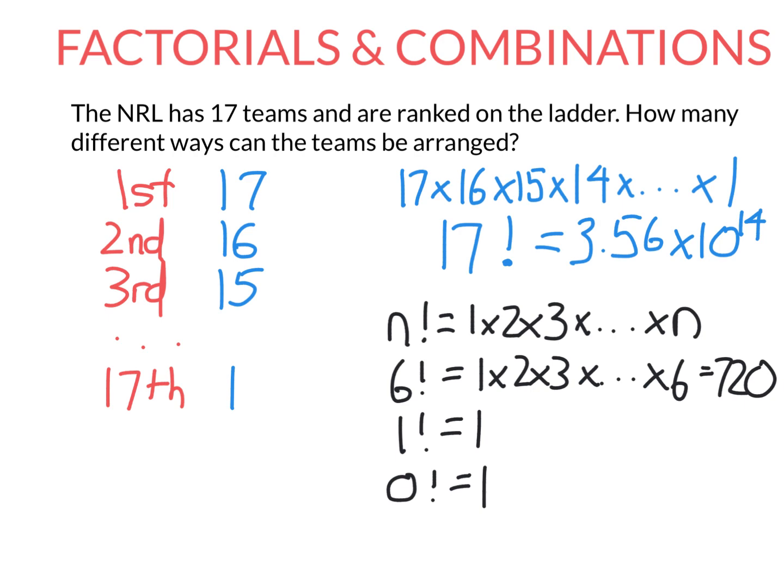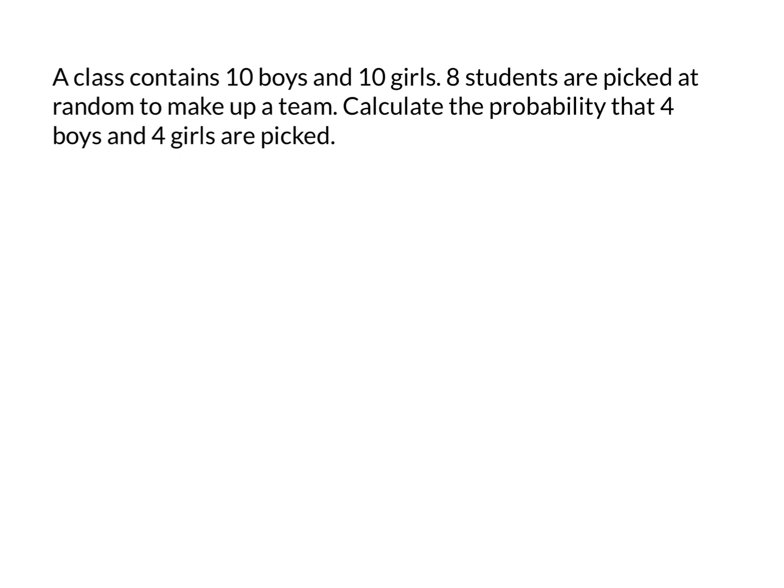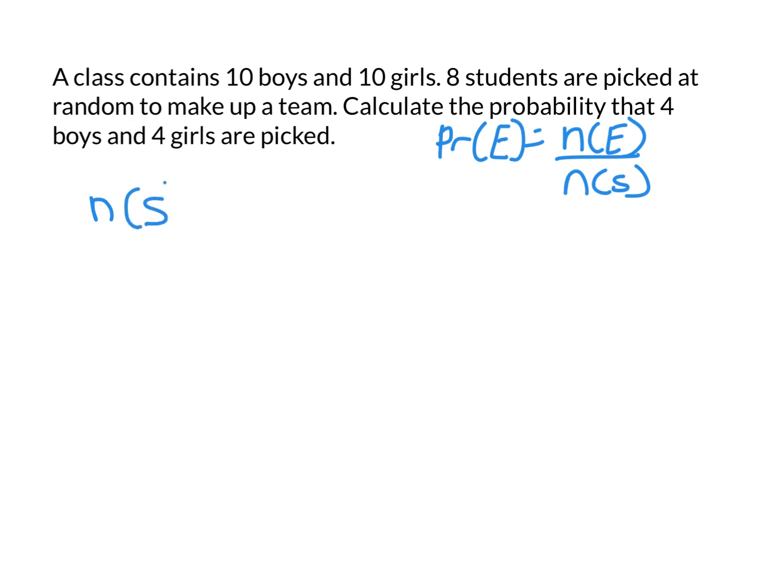Now let's look at a question involving combinations. So we're going to do this question here. A class contains 10 boys, 10 girls, 8 students are picked at random to make up a team. Calculate the probability 4 boys and 4 girls are picked. So what we need to do is go back to our basic formula that the probability of an event is the number of ways it can occur over the total number of outcomes. So what we need to do is count each of these things here. So let's start by calculating the total number of ways that you can pick this team of 8 people.